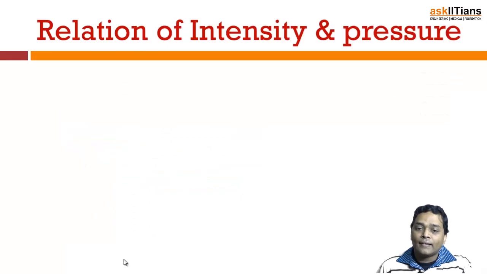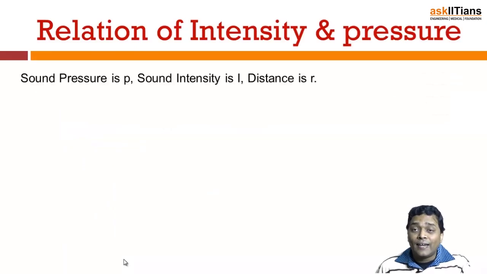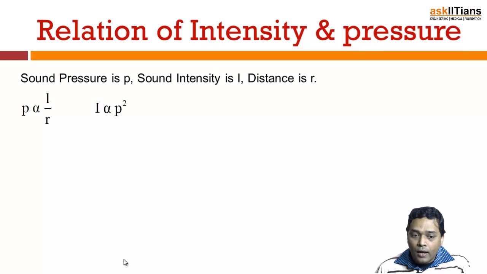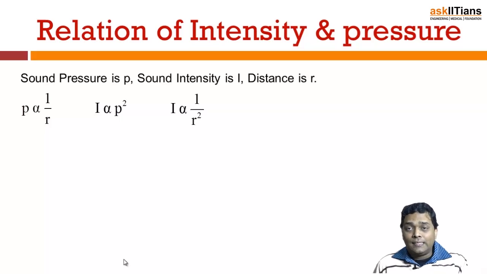Now let's move on and try to understand the relation of intensity and pressure. There are a couple of relations that we should understand. The pressure P is inversely proportional to the distance R at which we are trying to find it out. Then the intensity I is proportional to P square. That is, the more the amplitude, the more the intensity. Intensity is inversely proportional to R square.